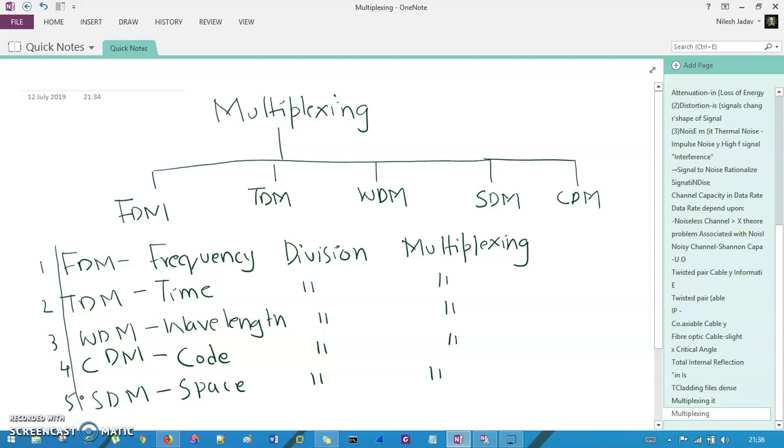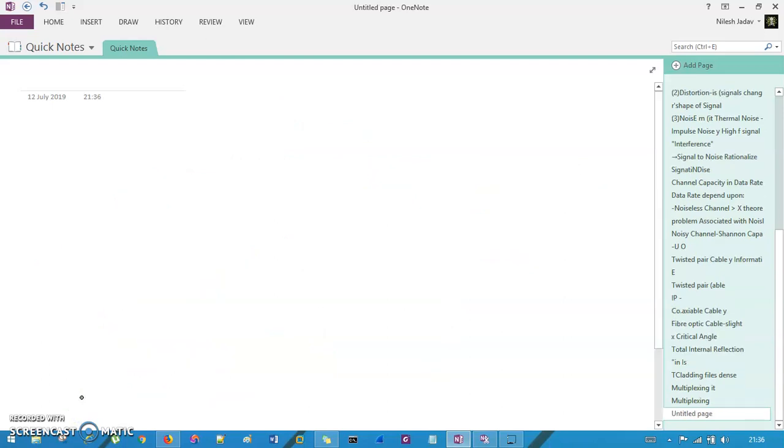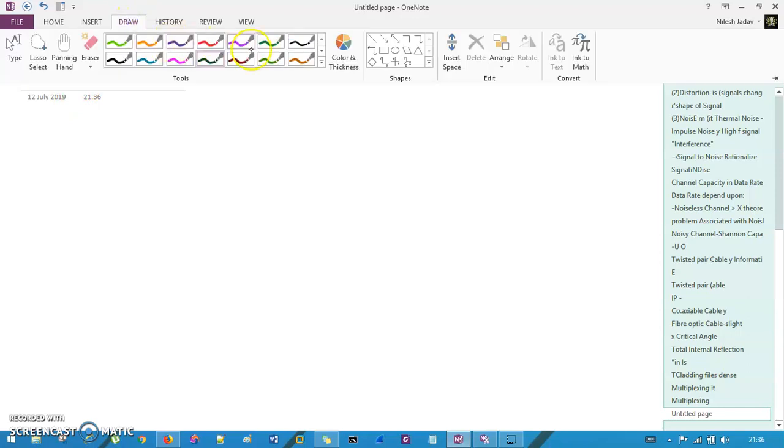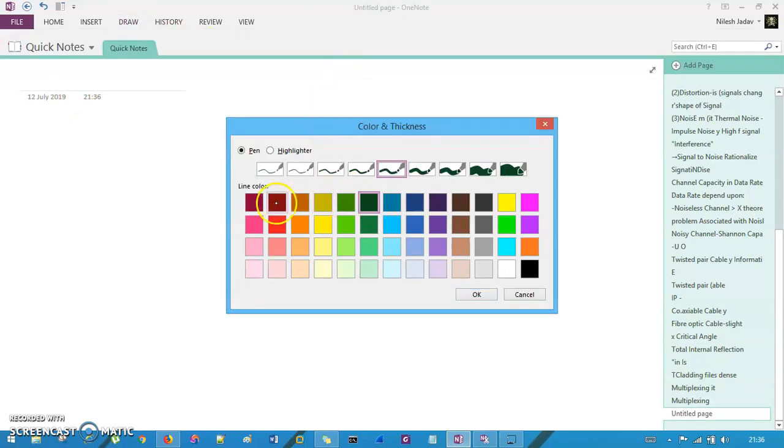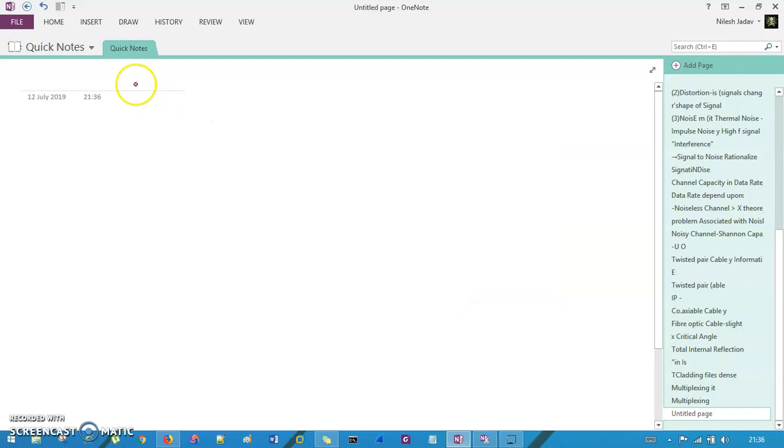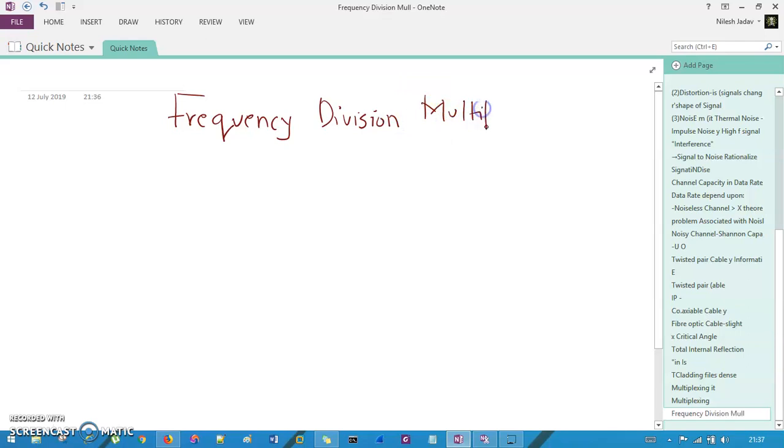Now let's understand them one by one. The first multiplexing we're going to understand is FDM, which stands for frequency division multiplexing. Let me write it down here. We'll understand frequency division multiplexing. Now, what happens in FDM? I'll make you understand.